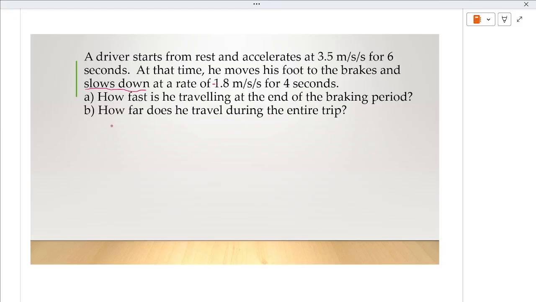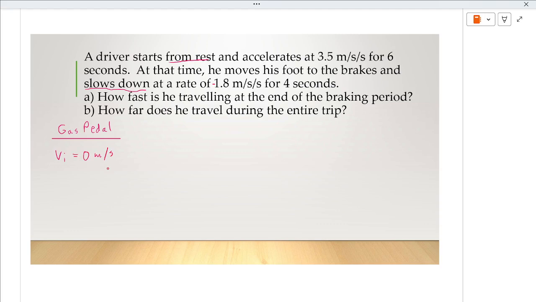I want to work what I'm going to call the gas pedal part. You can call it the gas pedal or you can call it part one. We need to come up with givens for that. I'll start us. The driver starts from rest, so VI for the gas pedal part is 0 meters per second.